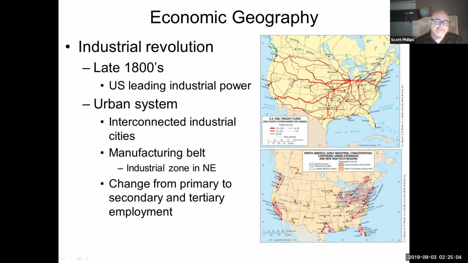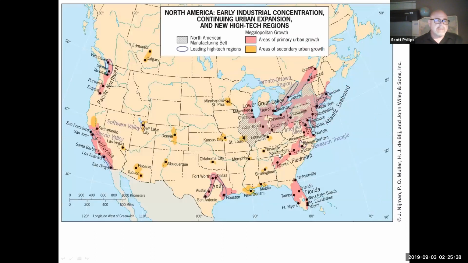Where you saw this most intensely is in this part of the Northeast, what's called the manufacturing belt. Oftentimes now it's called the Rust Belt because of all the aging factories, but this was a really intensely developed part of the United States. During the Industrial Revolution, it's really in these urban areas that you had the change from primary to secondary and tertiary employment. Here's the manufacturing belt from the East Coast into the interior of the United States.